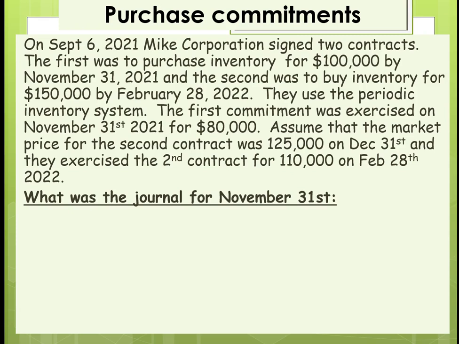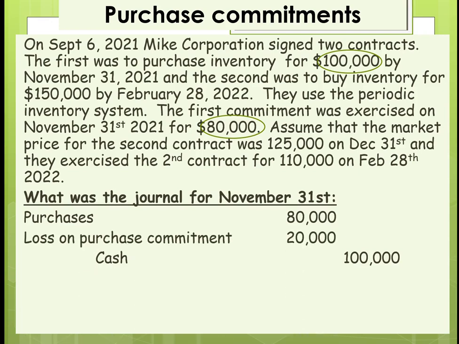So let's look at our journals at the end of the first November 31st, when we actually bought the inventory. The value was $80,000, but we had to pay $100,000. So we have a loss on purchase commitment.